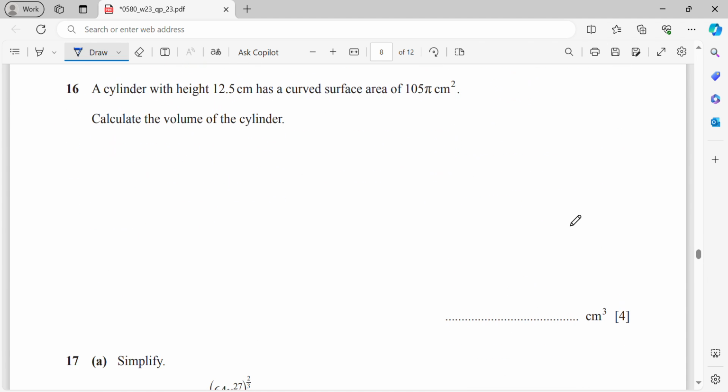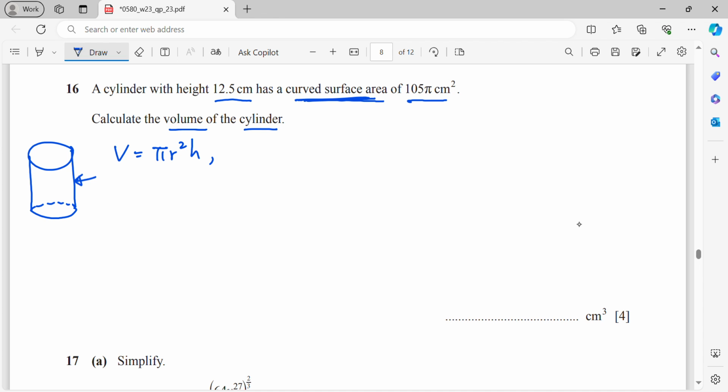Okay, now question 16. A cylinder with height 12.5 centimeters has a curved surface area of 105 pi centimeters squared. Calculate the volume of the cylinder. So the volume of a cylinder is pi r squared h. But then the curved surface area, now let's see. This is the cylinder.